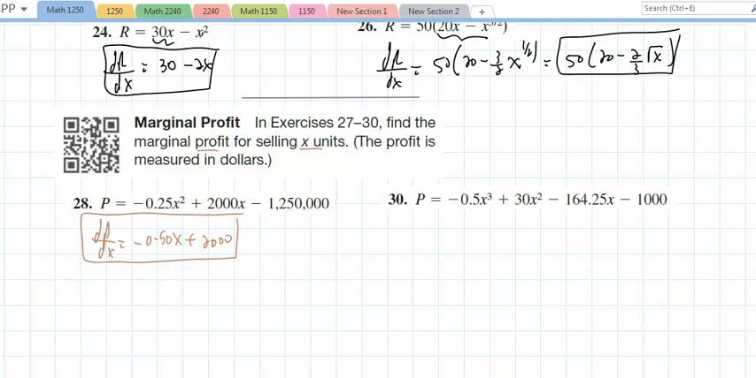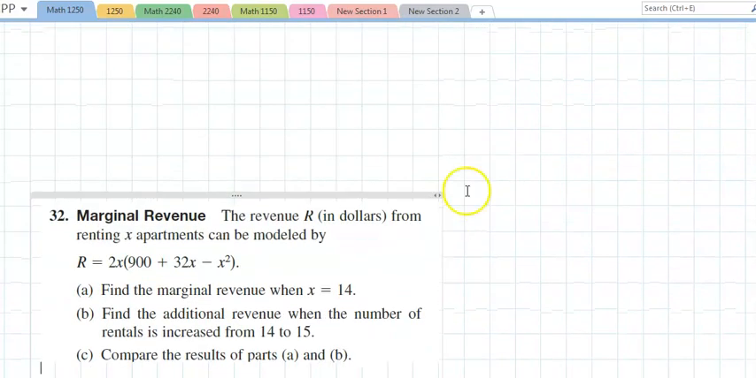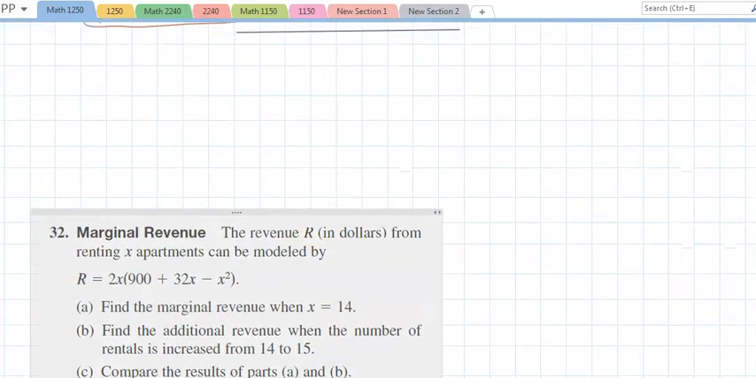And if you want to tackle number 30, you will say dP/dx, or P prime. That is negative 1.5x squared. Bring the power down, subtract 1 from the power, minus 164.25. And there it is. So the calculus is really simple. The interpretation is really what we want to pay attention to.